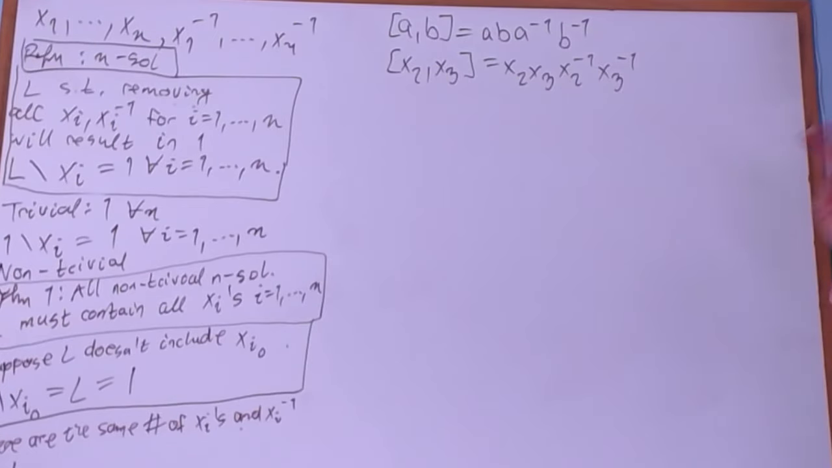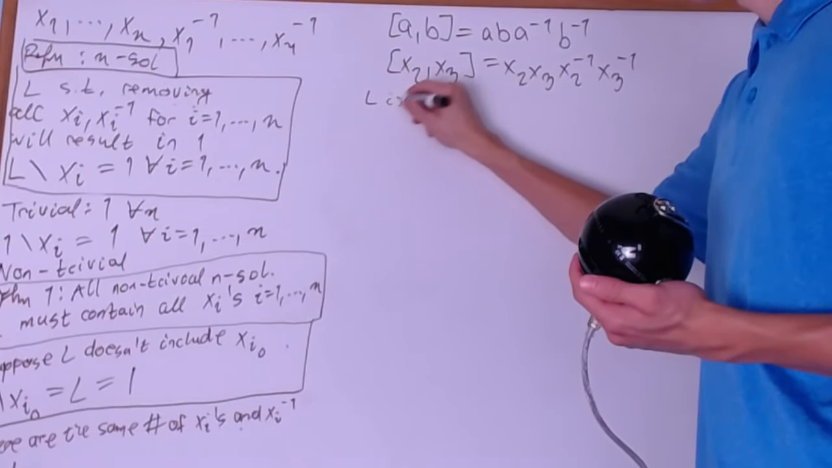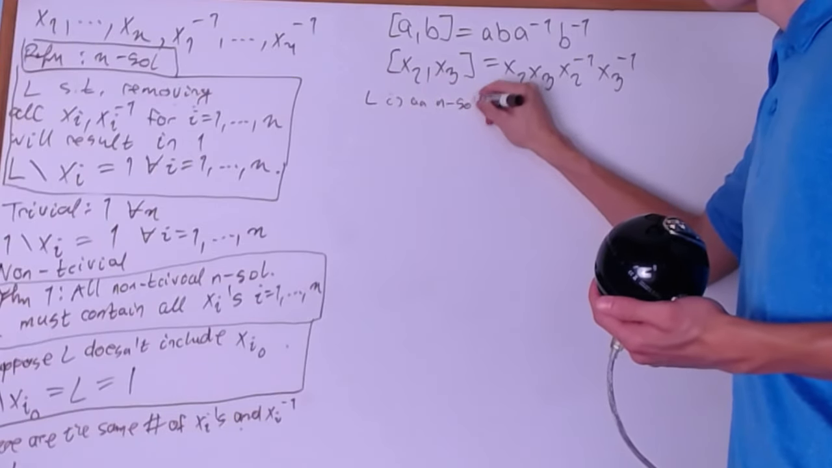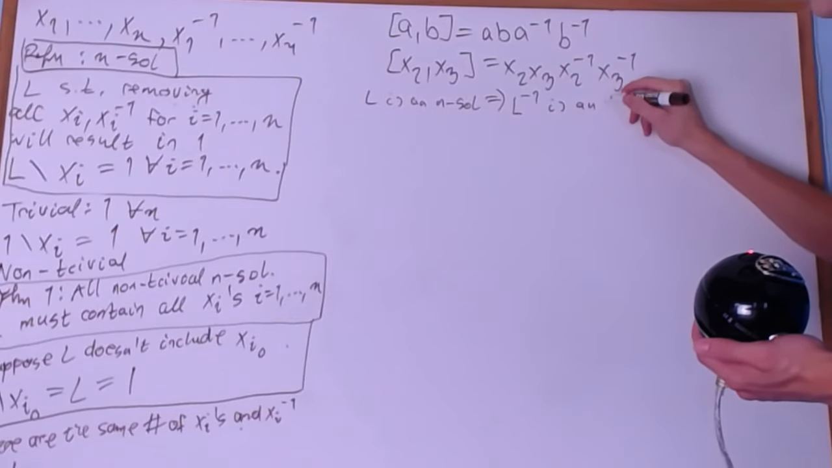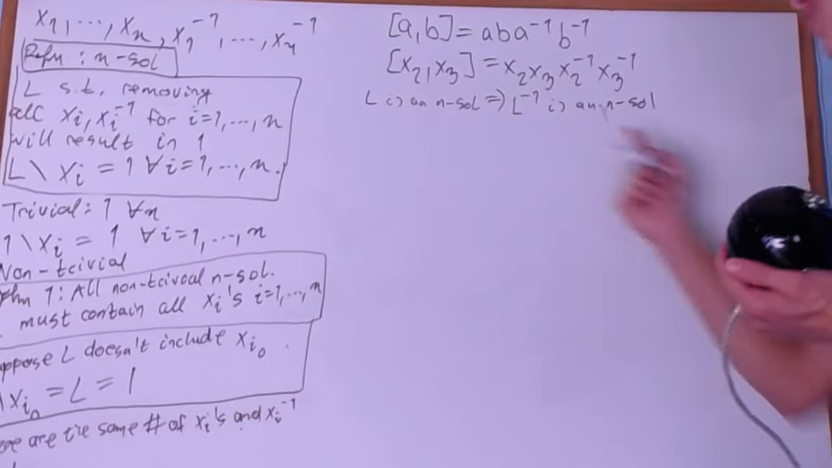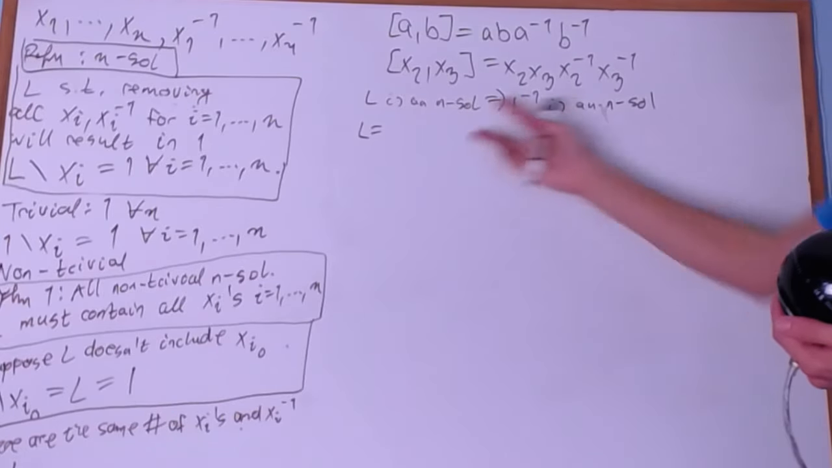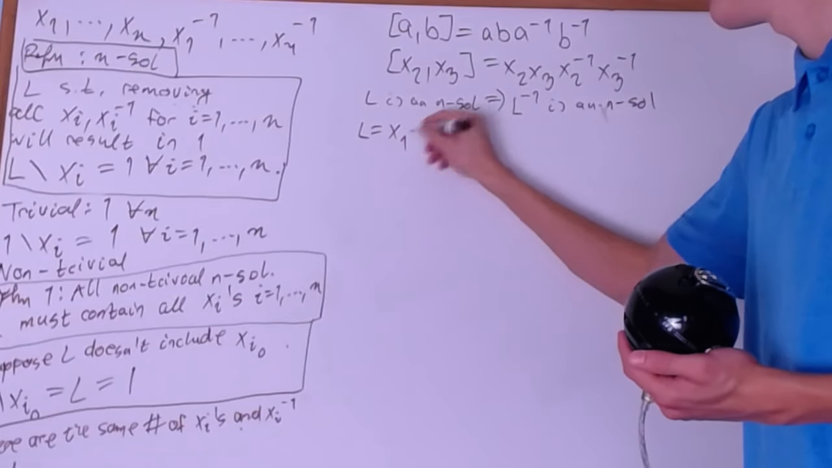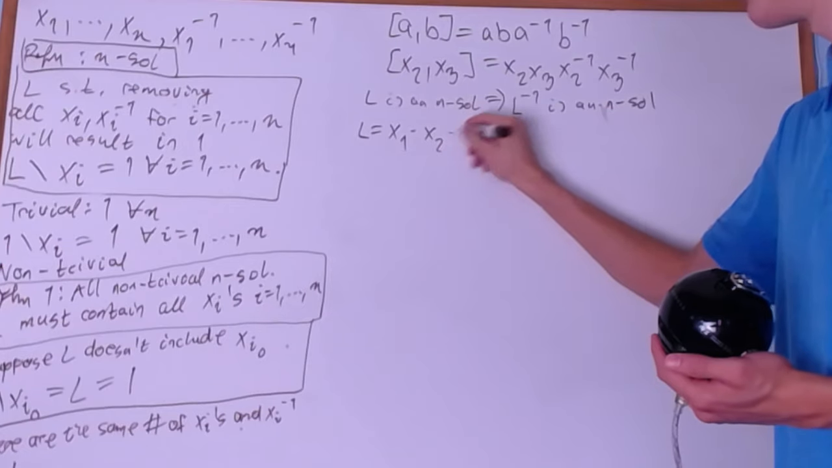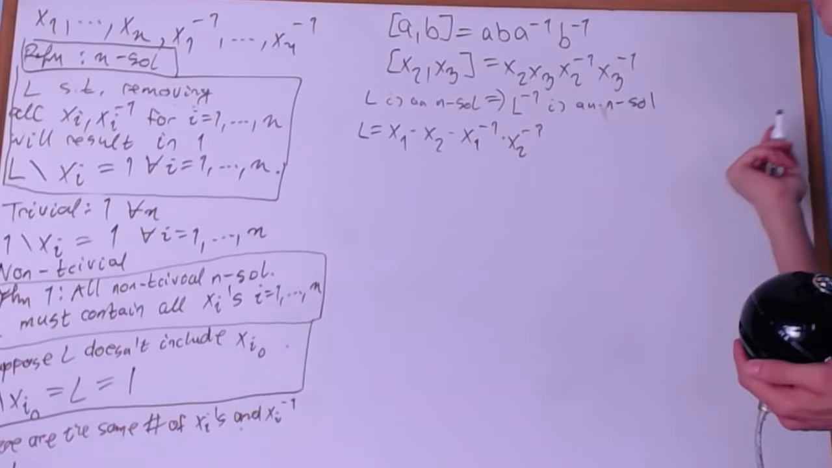And right now, let me get out an important fact. It's that if L is an n solution, that implies that L inverse is an n solution. Why is that? And what does L inverse even mean? Let's do an example so that you get a feel of why this is true. I'm not actually going to prove it, but it's very easy to prove. Let's do L equals x1 times x2 times x1 inverse times x2 inverse. You know that this is a solution.